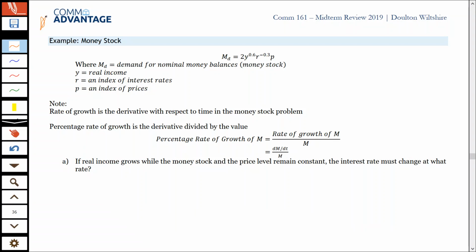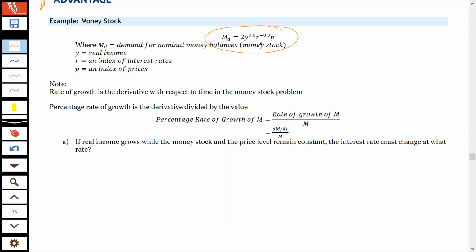One of the applications of logarithmic differentiation is called the money stock problem. The money stock problem is where we have this MD, this demand for money balances, and it's a function of multiple variables. In this case, Y being real income, R being an index of interest rates, and P being the prices. And it gives us this function.